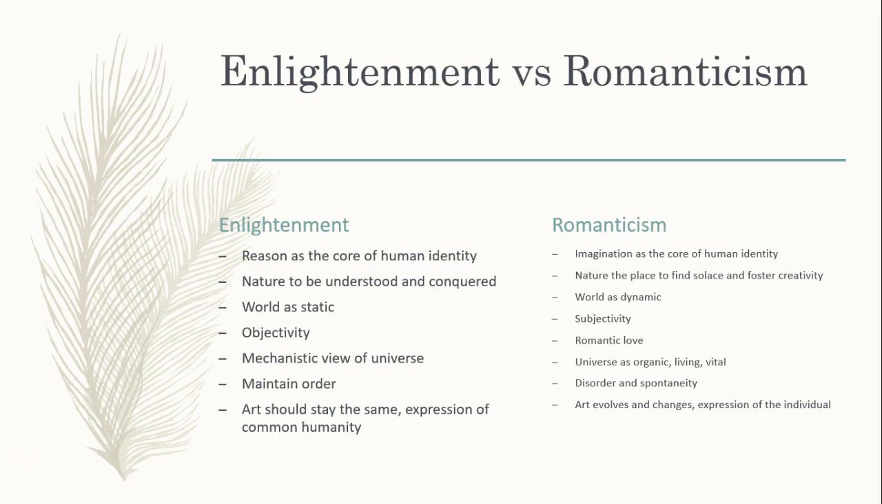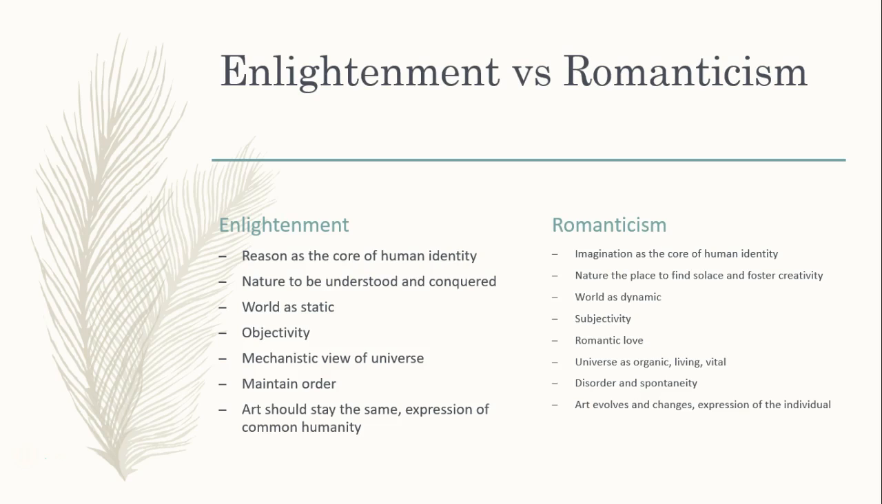Here's a quick chart of some Enlightenment versus Romanticism ideals and ideas. The Enlightenment thinker saw reason as the core of human identity. To the Romanticist, it was imagination. Nature was something to be understood and conquered to the Enlightenment thinker, whereas nature was a place to find solace and foster creativity. The Enlightenment thinker saw the world as a static place. The Romantic saw it as dynamic and changing.